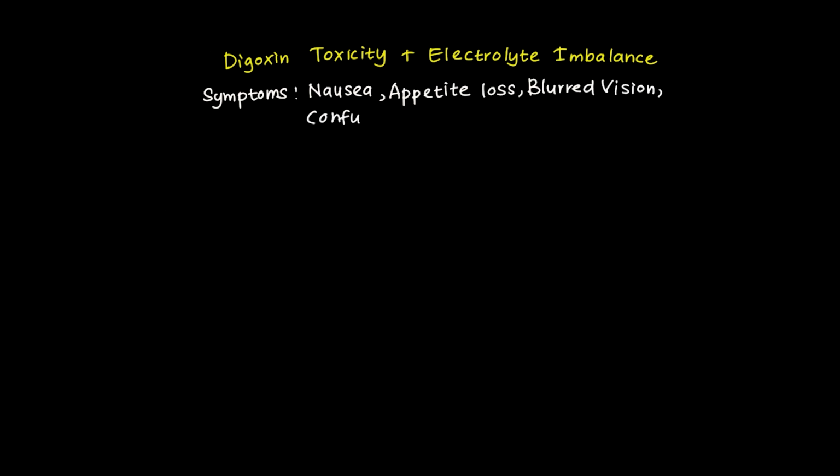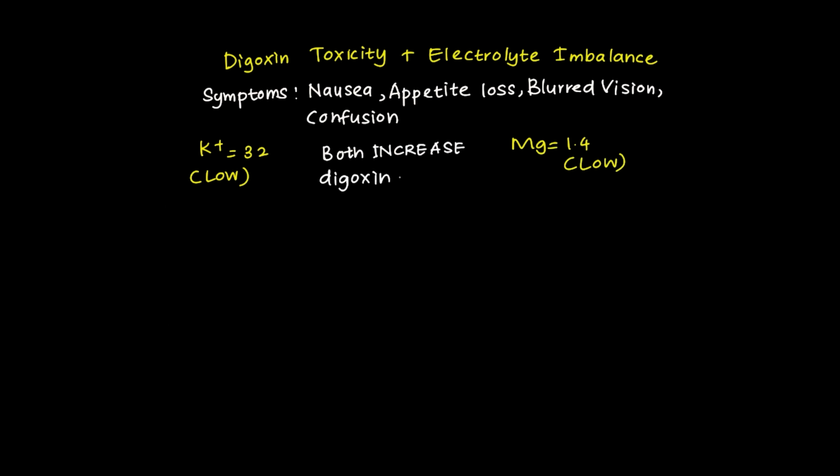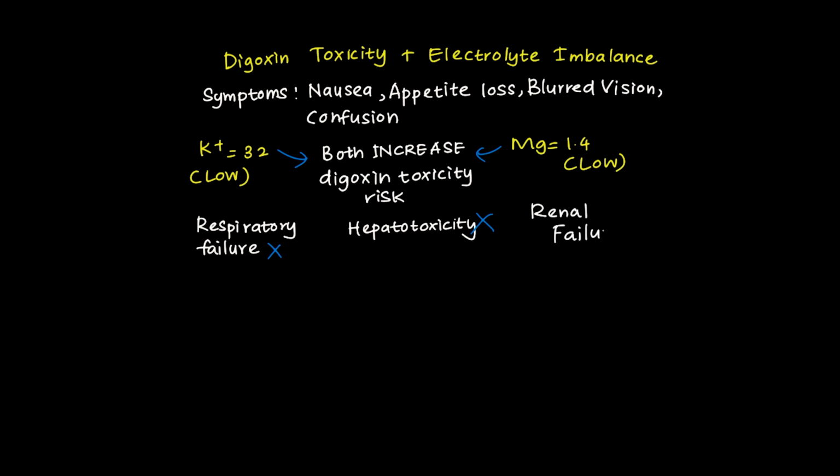Hypokalemia and hypomagnesemia amplify digoxin's effects on cardiac cells. When potassium is low, digoxin binds more aggressively to the sodium-potassium pump on heart cells. That increased binding intensifies the toxic cardiac effects. Low magnesium makes it even worse by further sensitizing the heart to digoxin. The symptoms plus the lab values together confirm digoxin toxicity driven by electrolyte deficiency. Respiratory failure, hepatotoxicity, and renal failure are not the complications linked to this specific drug-electrolyte interaction pattern.